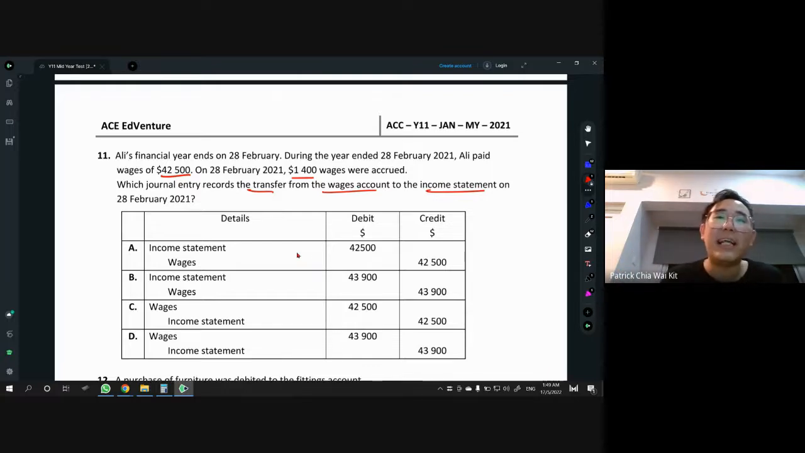So, in actual fact, we only paid 42500, but what about the 1400? Do we need to include the 1400? Yes, it's also part of this year, right? So accrued, you need to add back, remember? In the formula, how does the formula sound again? Let me draw the blocks for you guys like this.